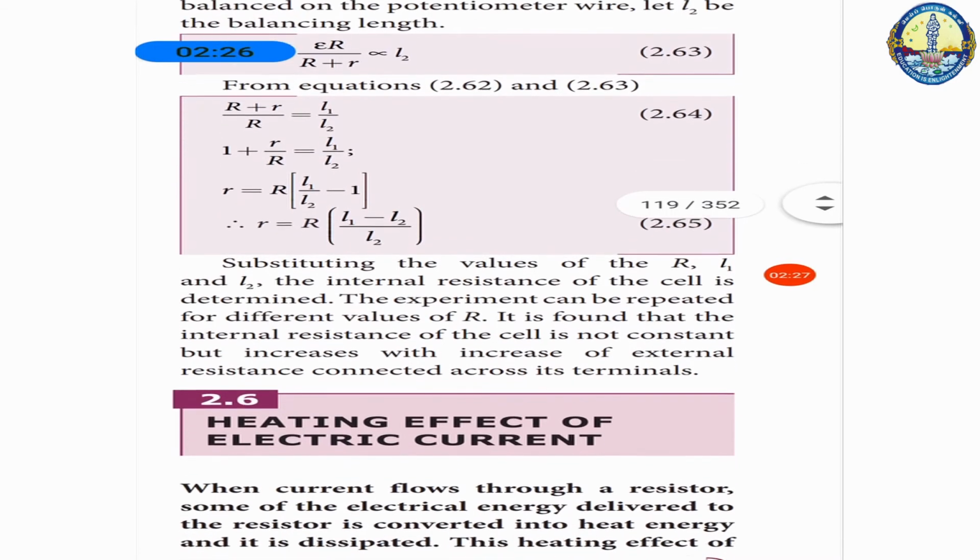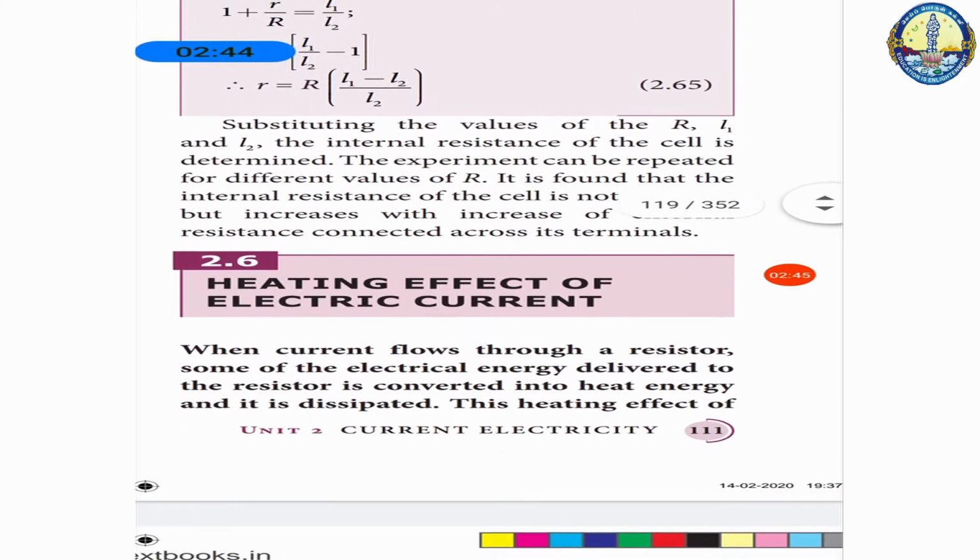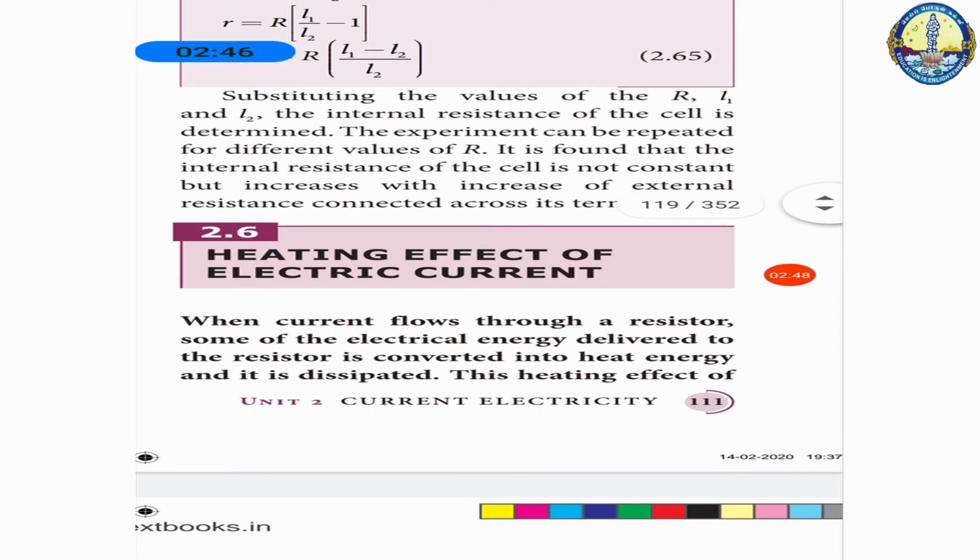Finally, we get the internal resistance r is equal to, by substituting these equations, R (L1 minus L2) divided by L2. Substituting the values of R, L1 and L2, the internal resistance of a cell is determined. The experiment can be repeated for different values of R. It is found that the internal resistance of a cell is not constant but increases with increase of external resistance connected across its terminal.